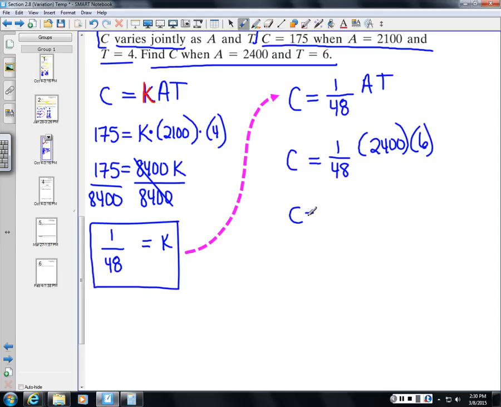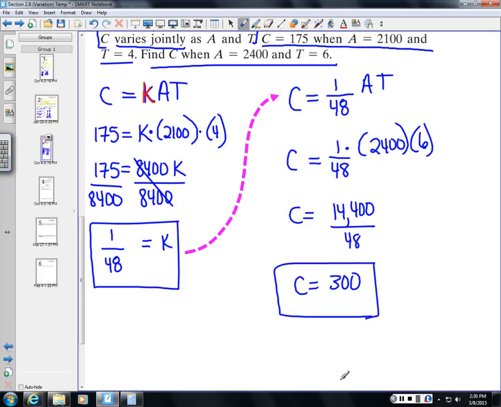Again, what you get here is if you multiply straight across, just rules of fractions, you get 14,400 in the numerator over 48. And when you do that division, it does divide evenly into 300. So that is your final answer. That's what C is equal to. Okay, now, again, since this was direct variation, A went up, T went up, and my answer for C also went up. Okay, so it kind of all checks out.